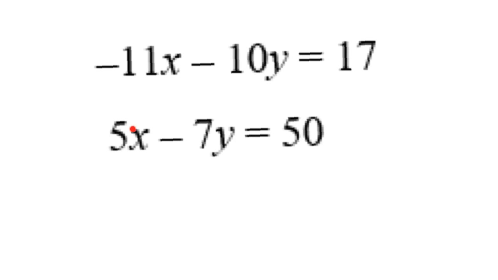I think that the x is a little bit easier to eliminate on this system, because if I multiply this number by positive 5, you are going to get a negative 55, and if you multiply this number by positive 11, you get positive 55. Negative 55 plus 55, that's going to cancel. But you also have to multiply everything by whatever number you multiply. So this one will be elimination method.